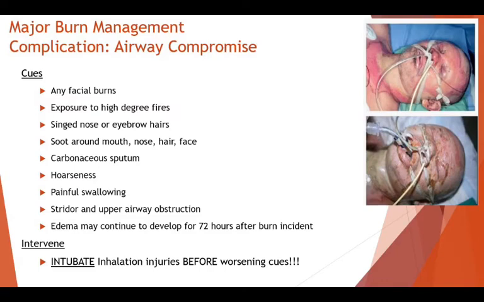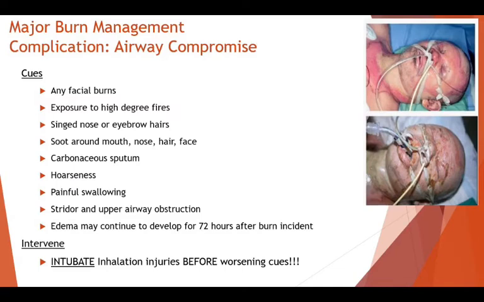So this patient was going to get a tube right away, even if they're not in respiratory failure. And that's an important key cue. We can have patients that are talking and feel fine, maybe just have a little bit of hoarseness, but they're still going to get an intubation because we're anticipating the swelling of the airway. So intubate inhalation injuries before any worsening cues.